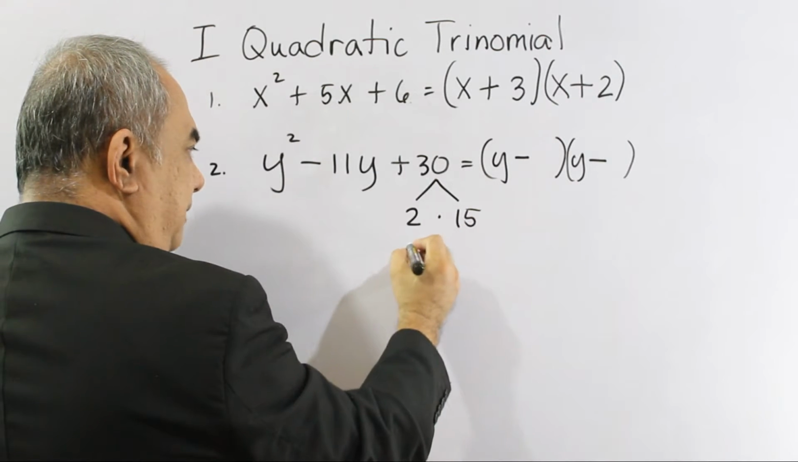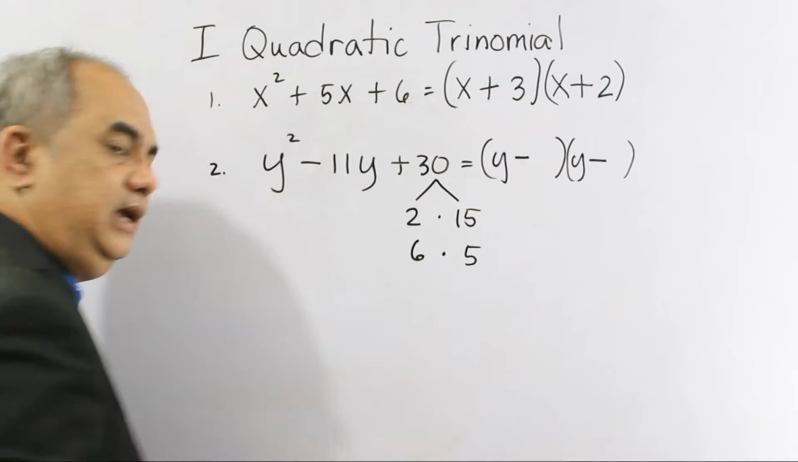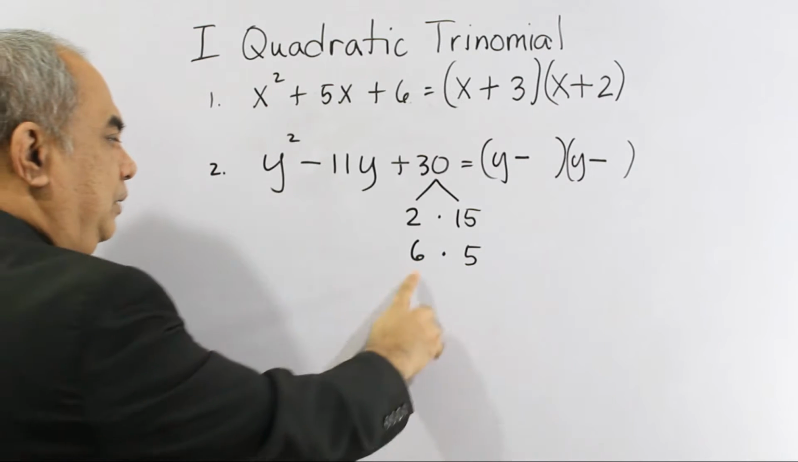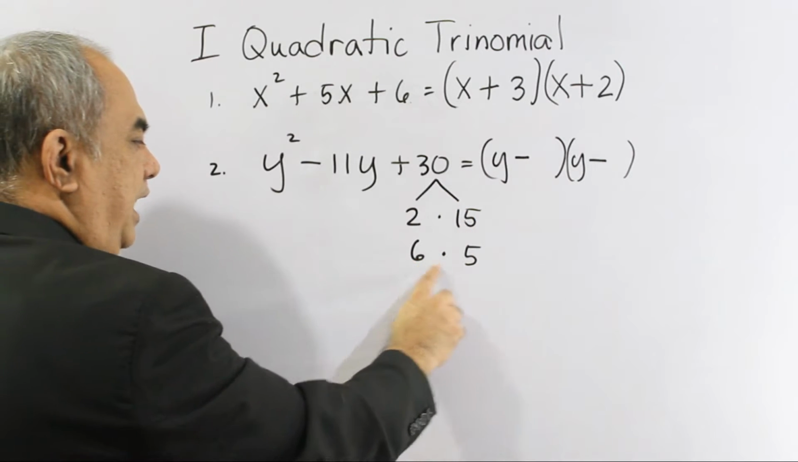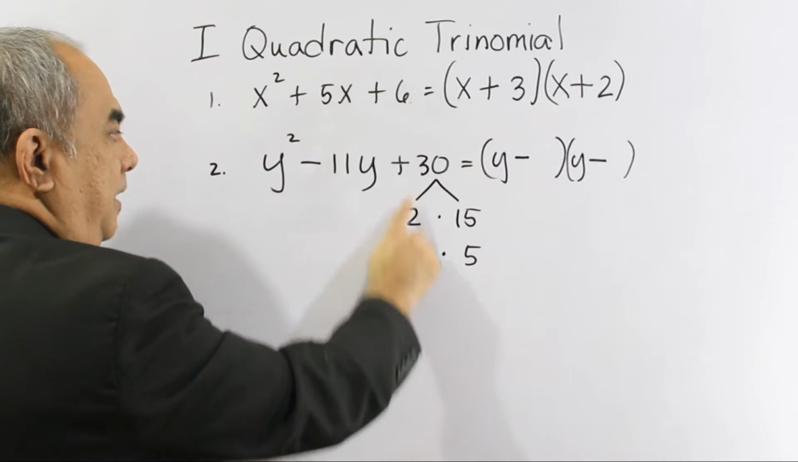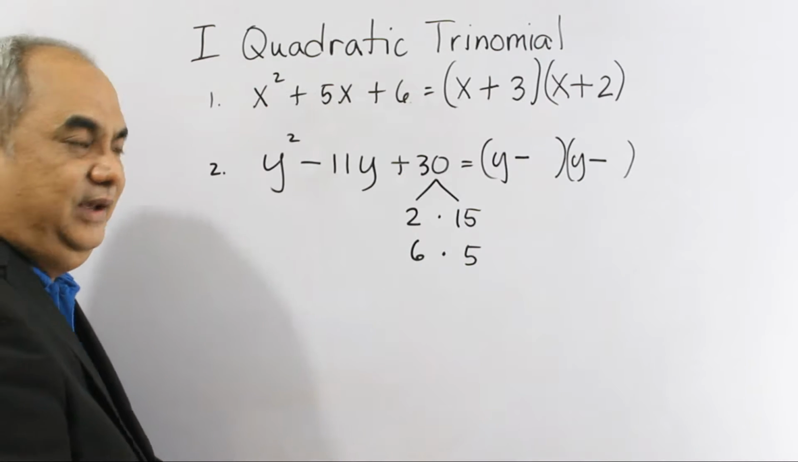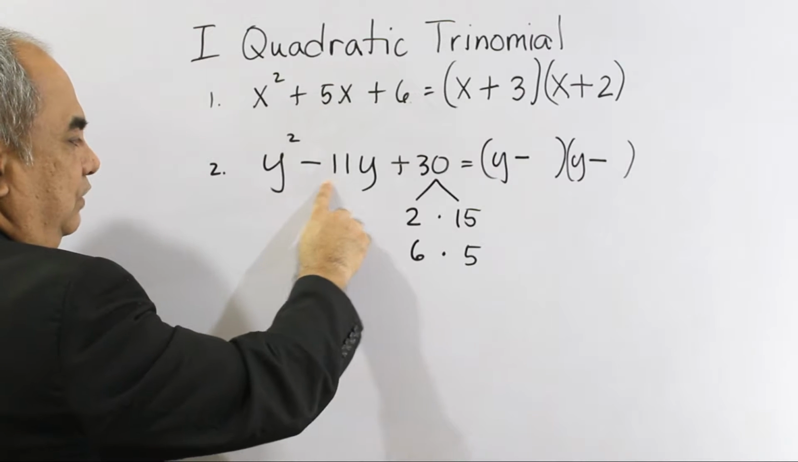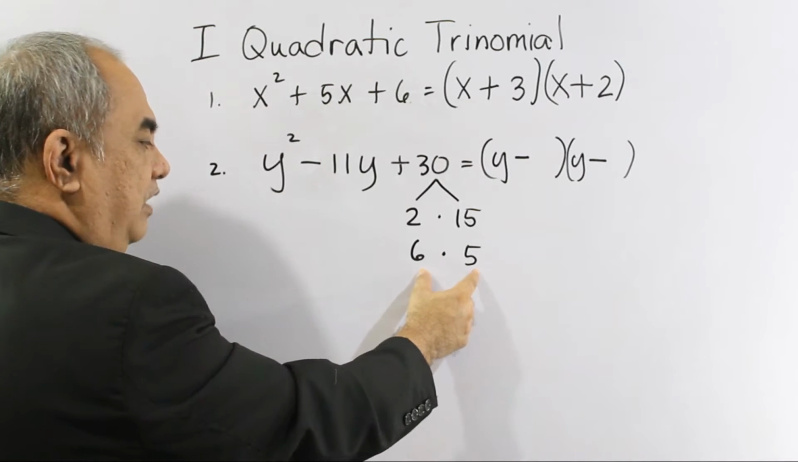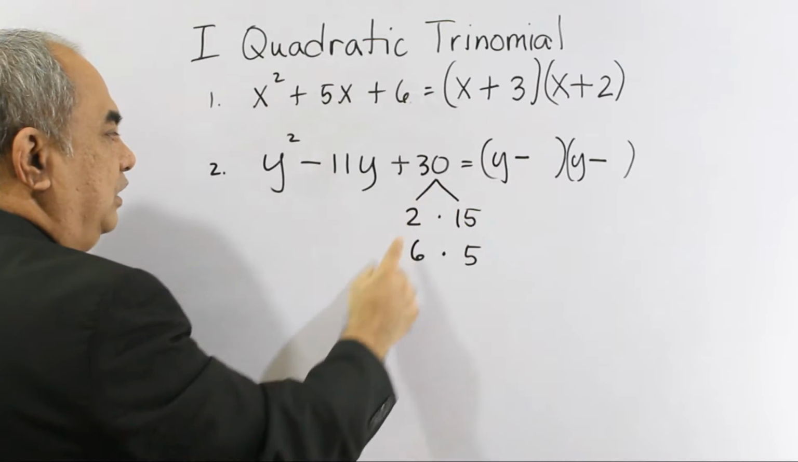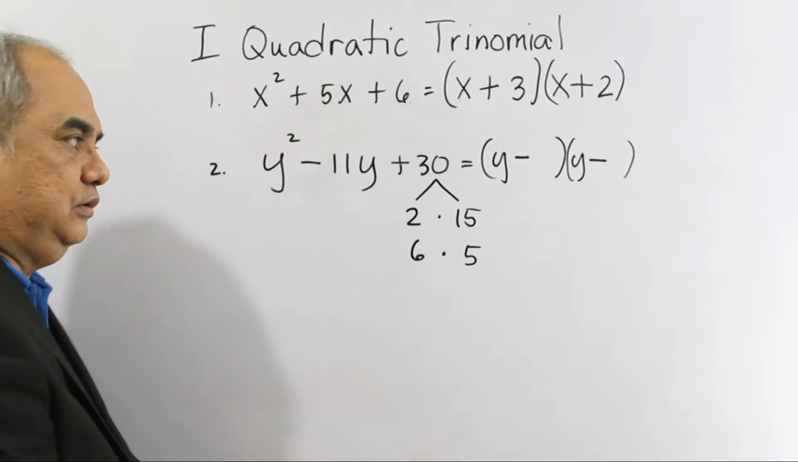Okay, let's try 6 times 5. Again, 6 times 5 will give you a product equal to 30. But then again, when we add these two numbers, 6 plus 5 will now give you 11. And that is exactly the coefficient of the middle term. Meaning to say, this is the most appropriate factor of 30 that will give a sum of 11, and that makes the answer correct.